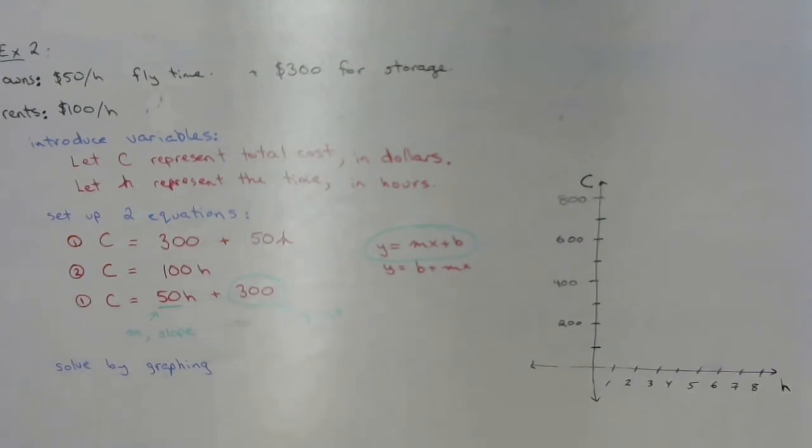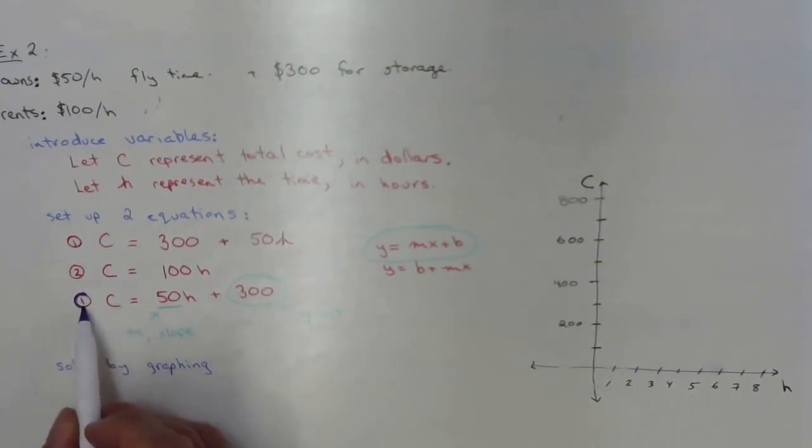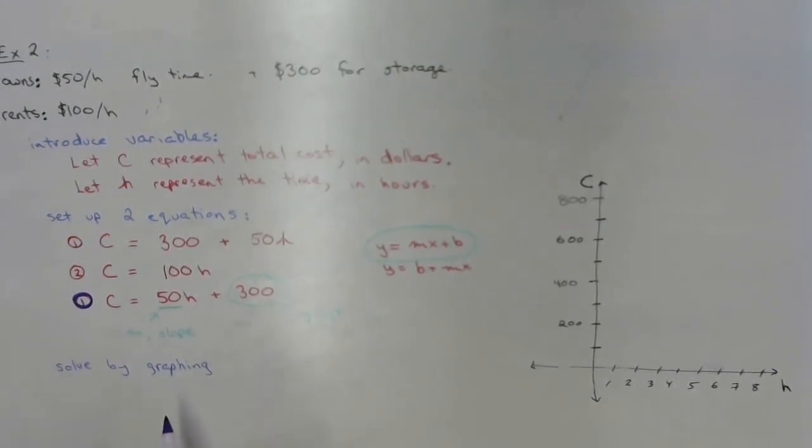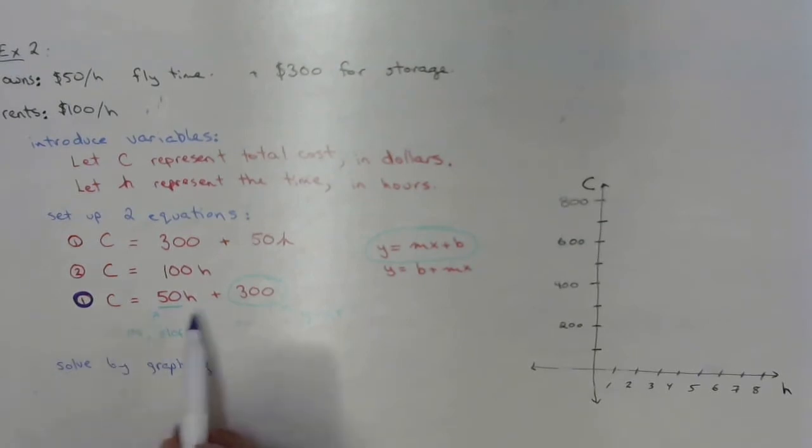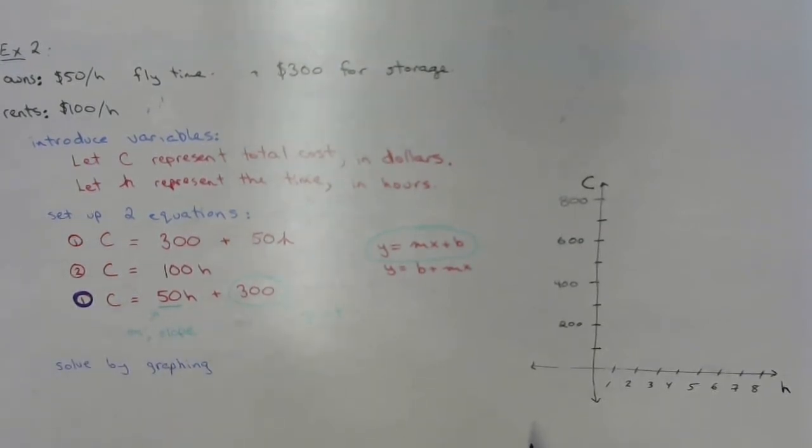All right, I'm going to use 2 different colors. I'm going to use equation 1 here, and I'm going to do it in purple. So often I just like to kind of circle what I'm doing here. Equation 1 I'm going to do in purple.